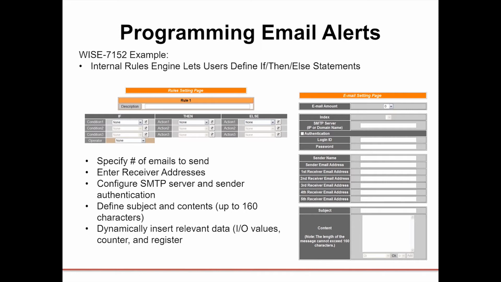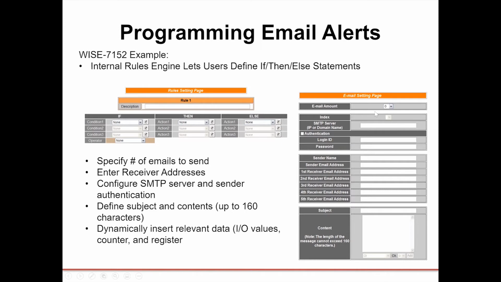So let's say you have a sensor that detects smoke or carbon monoxide, or you have equipment that's overheating and needs immediate attention. You can set up your alarms based on that sensor input. In the if section, you specify the I/O channel, and then you determine the operator, which is greater than, less than, equal to, greater than or equal to, less than or equal to. Once that condition is met, it triggers your then action, which in this case would be to send an email.